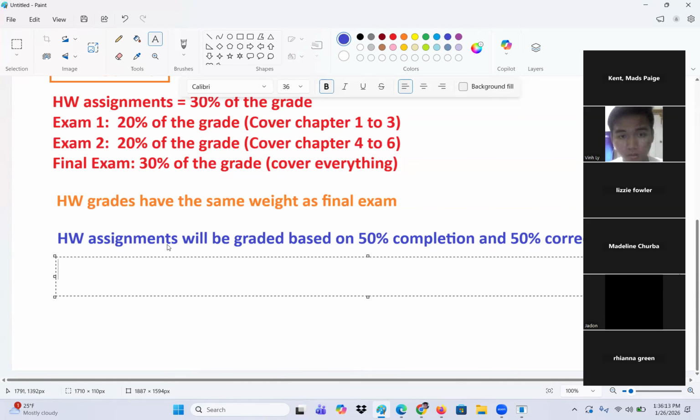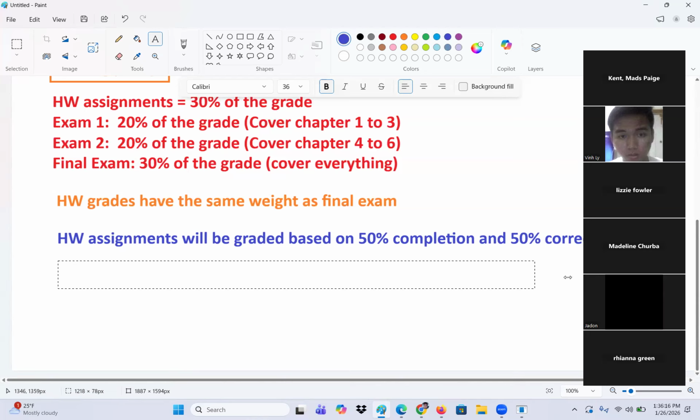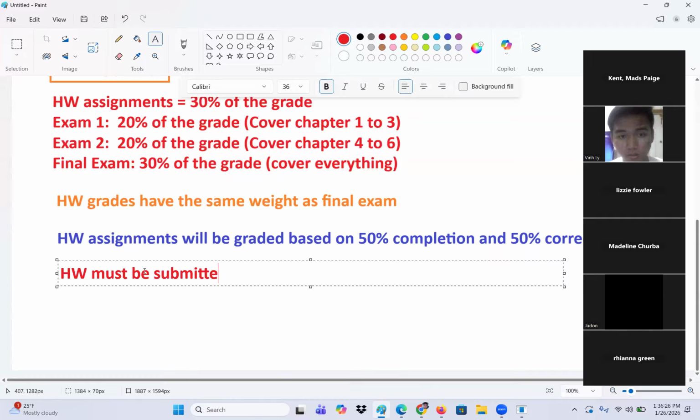Okay, so the next thing that we have to do is that the homework must be submitted as a single PDF file.